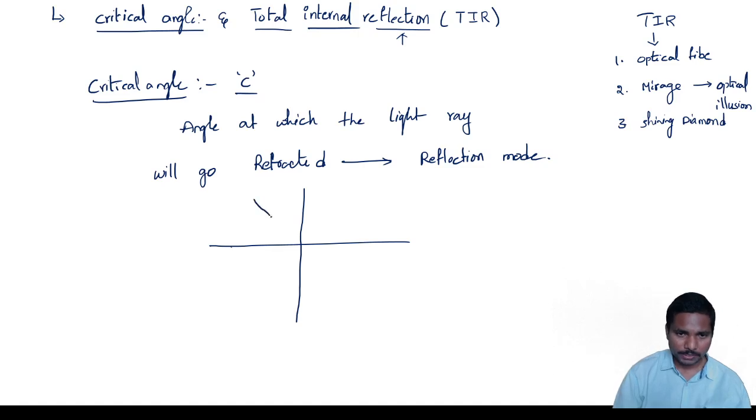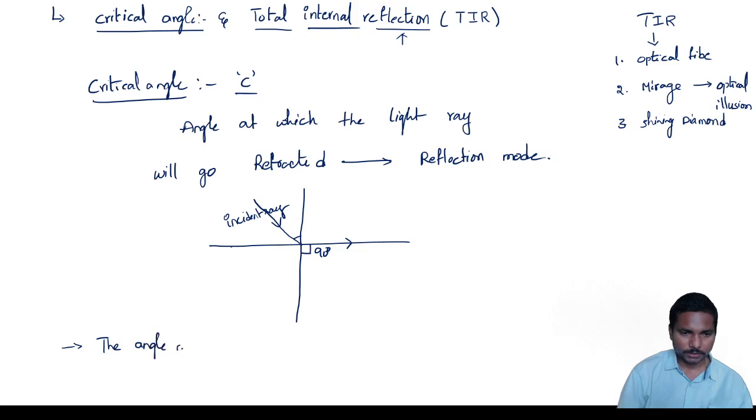If we consider this critical angle, if it is the incident ray, here the angle of refraction is 90 degrees. If the angle of refraction is 90 degrees, then that particular angle is nothing but the critical angle. Okay, so I am giving some data, then you will understand about the critical angle. So note down the points about the critical angle.